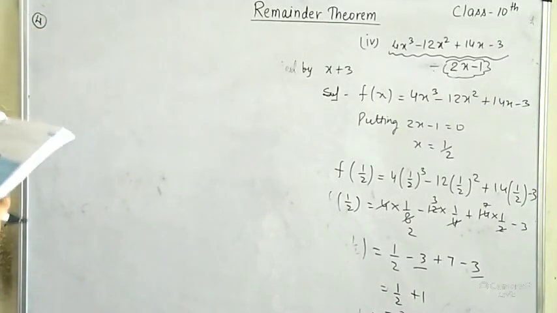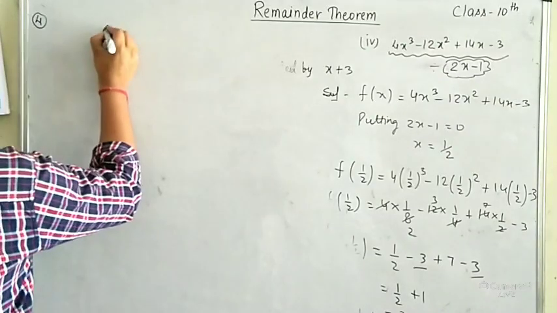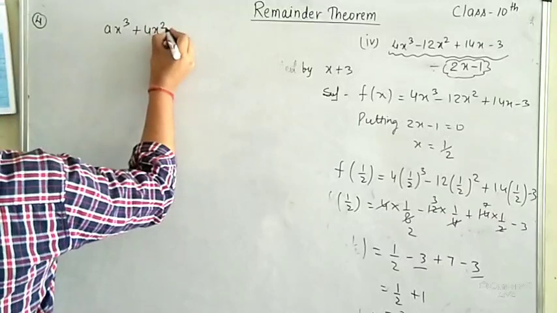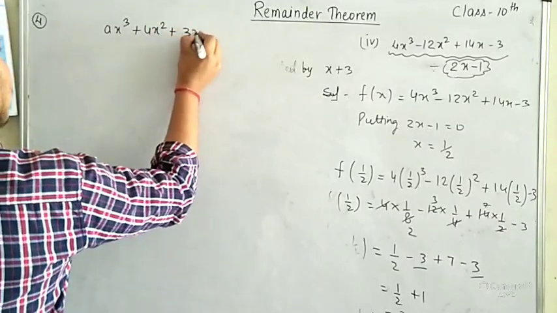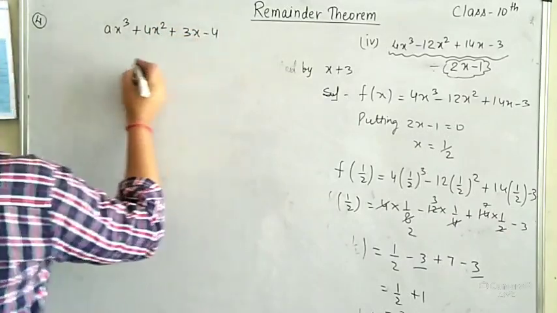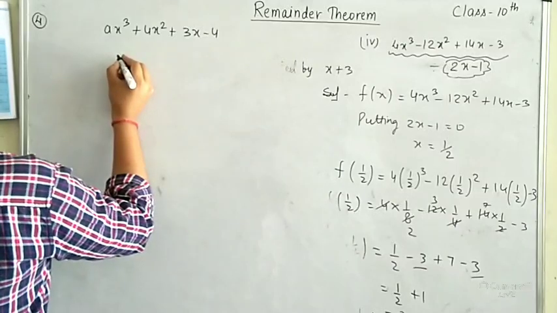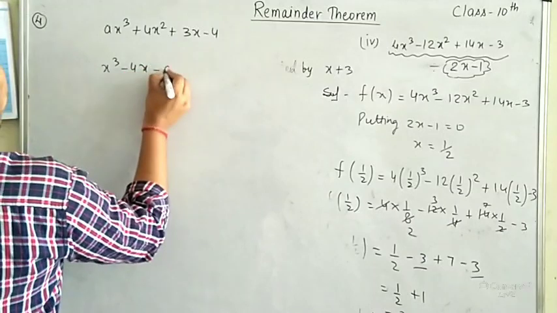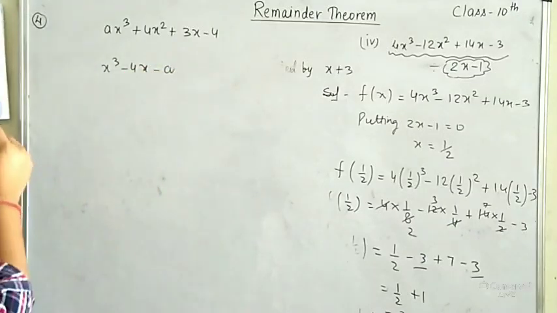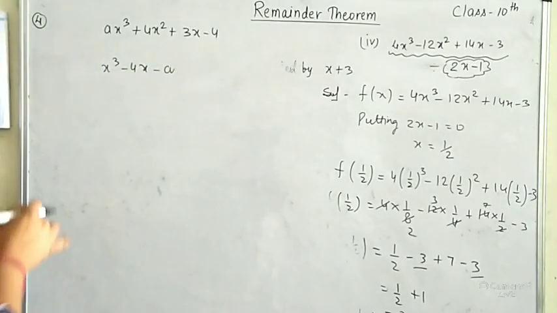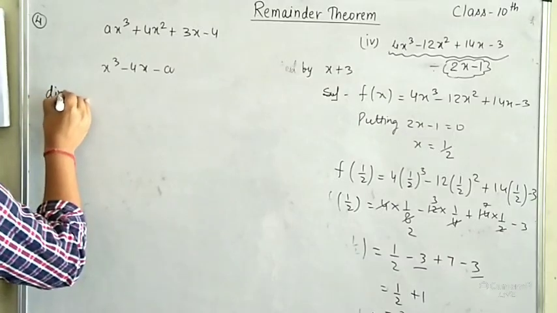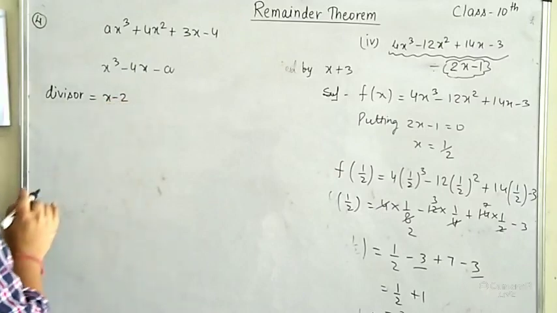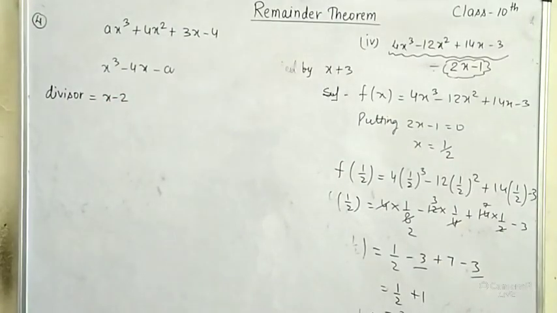We have been given the polynomial. The first polynomial is ax cube plus 4x square plus 3x minus 4. And one more polynomial is given, x cube minus 4x minus a. They leave the same remainder when the divisor is equal to x minus 2. Find the value of a.